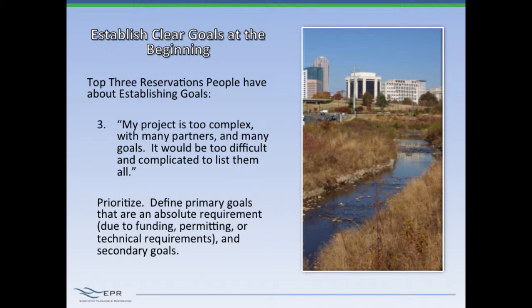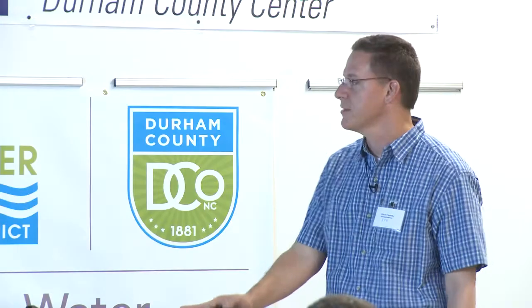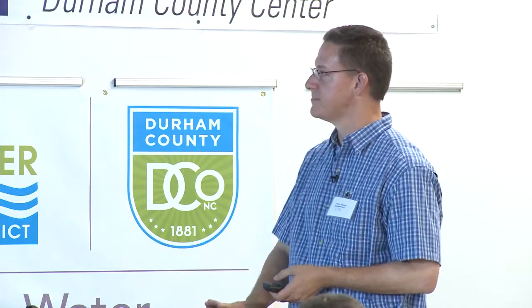I think it's important to prioritize and think of things in terms of primary goals, secondary. You could even go down to tertiary if you wanted to. But I think you have to define what those primary goals are going to be that are an absolute requirement for the project. And then I think it's okay to set secondary goals, that if you hit them, that's going to be great. It's not going to be considered a failure if you don't. I've got a couple examples.